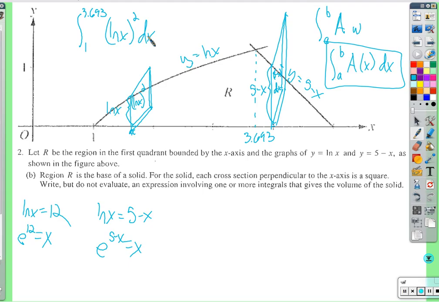You add that integral to this integral. Plus, this integral is going to be from 3.693, picks up where the other one left off, to 5. If you're not sure, what's this y value right here? Zero. So you set y equals zero, solve for x, x equals 5. Of 5 minus x squared dx.